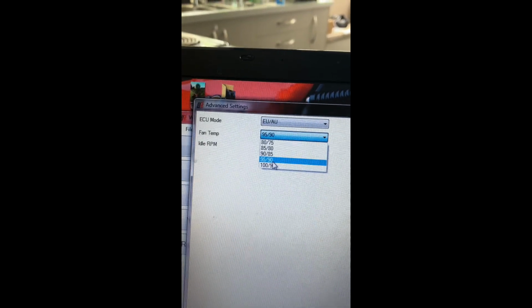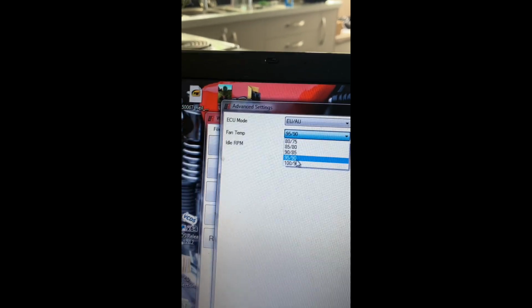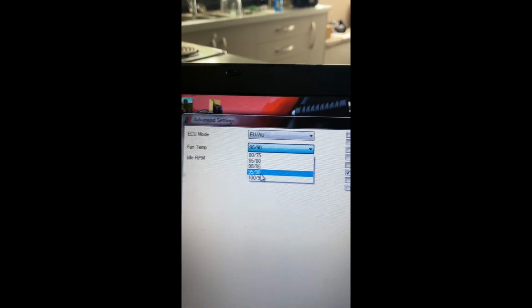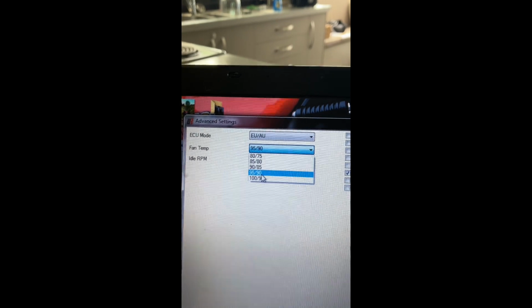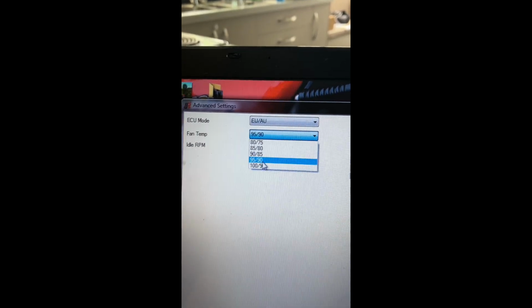So my fan comes on a little bit earlier than normal, and that's just to try and keep him a bit cooler because he does some track stuff. So it's real easy to come back in and obviously have your bike hot.